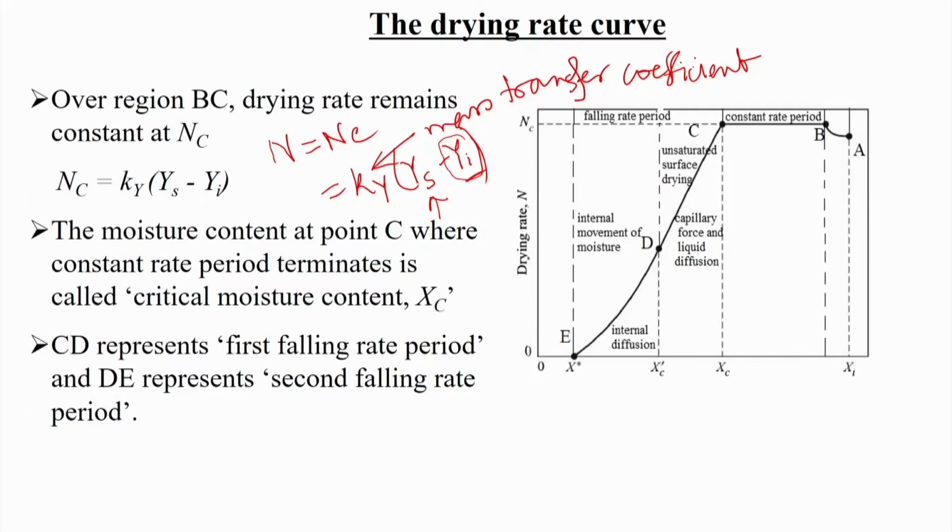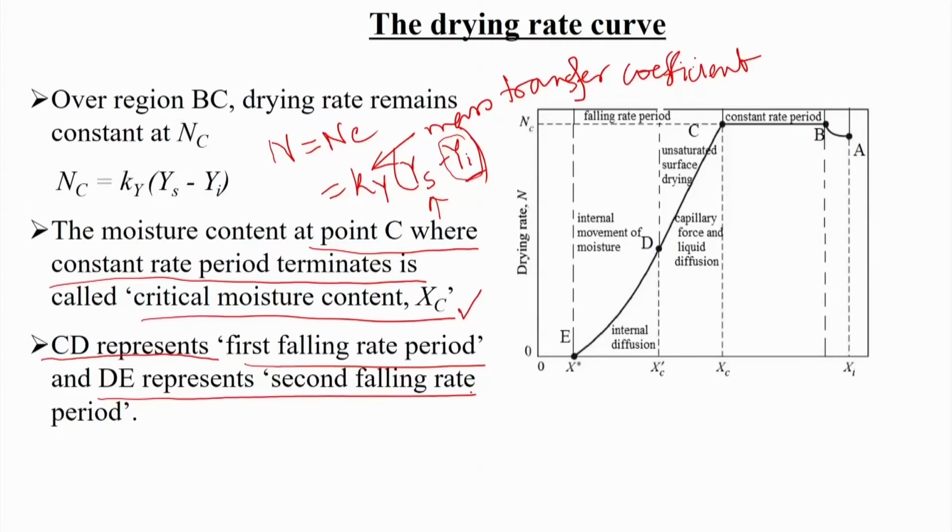The moisture content at point C, where the constant rate terminates, is called the critical moisture content. Critical moisture content means the constant drying rate period is over, and then the falling rate period starts. So, C D represents the first falling rate period and D E represents the second falling rate period.